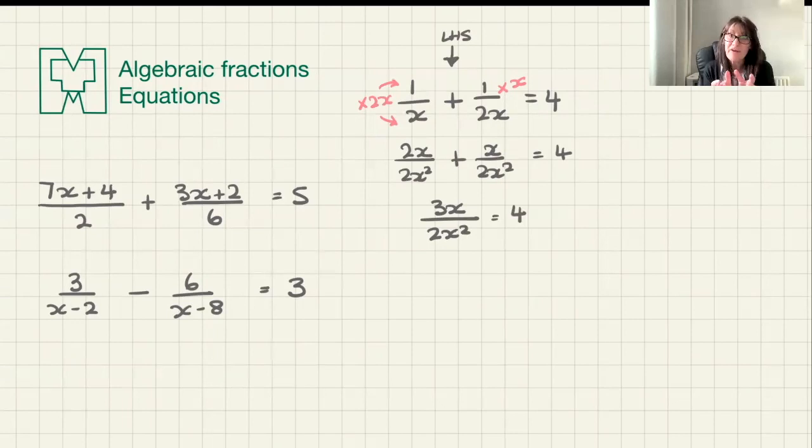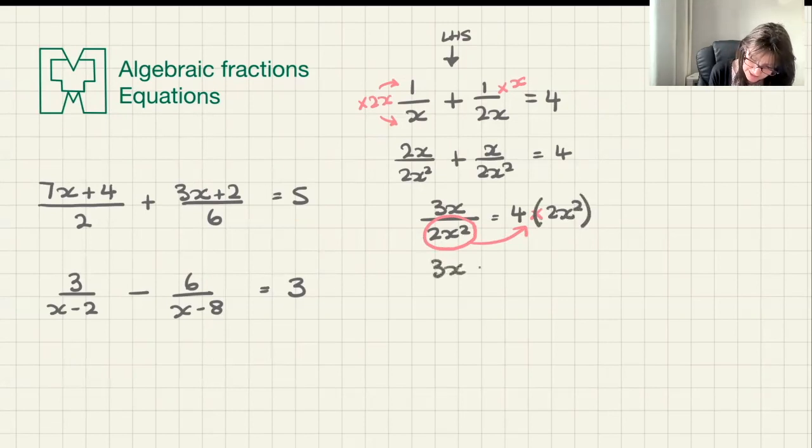I've now simplified the left-hand side as much as I can, which means I can just go on and solve it as a normal equation. The first thing I want to do is just get rid of that fraction, just get rid of that division. So I'm going to move the divide to the other side. It will land as times. And I've got times 2x squared landing. So that's going to go in and look like that. Tidying up, I've got 3x equaling 8x squared.